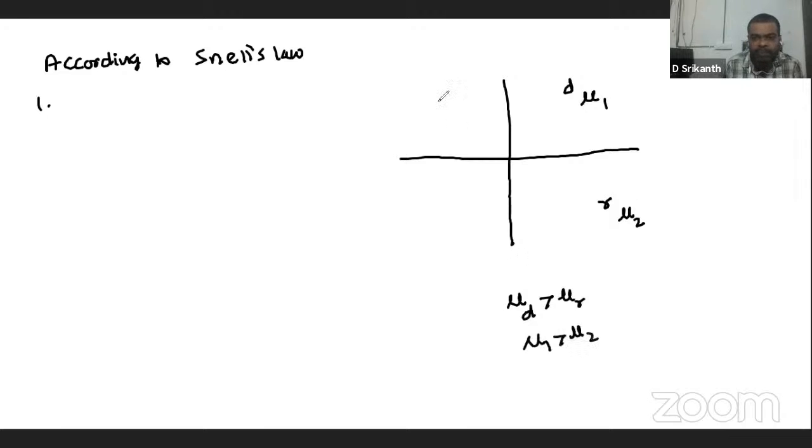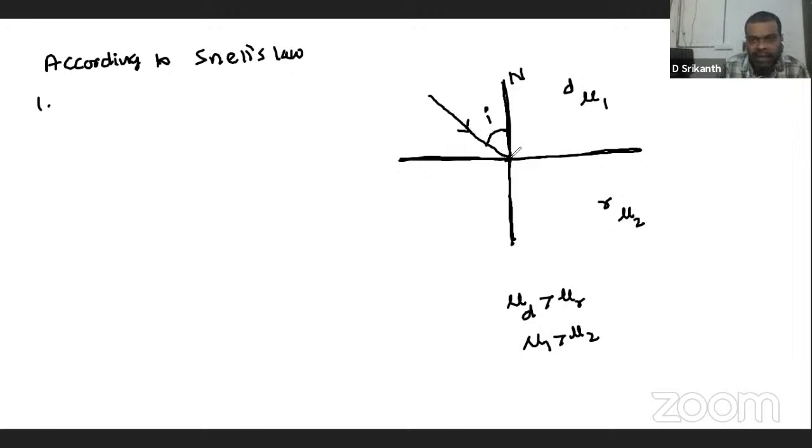Whenever a light ray is incident, at the point of incidence with respect to the surface or interface, I draw a normal. This n is the normal. With respect to the normal, the angle made by the incident ray is the angle of incidence.